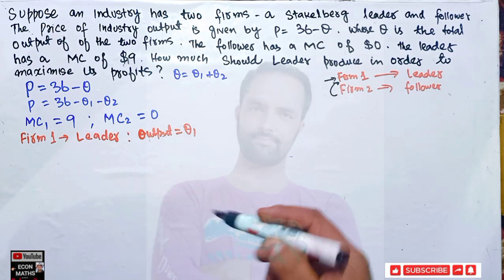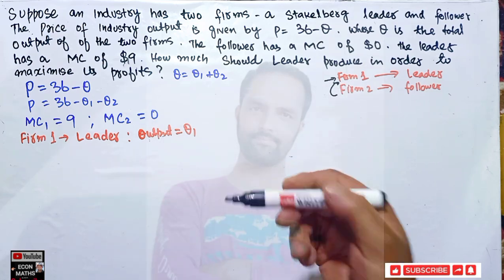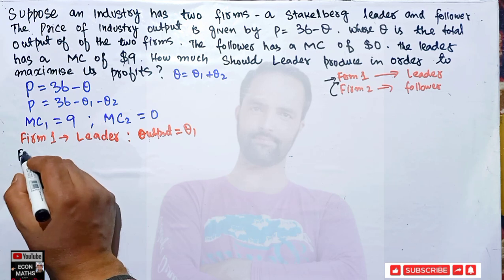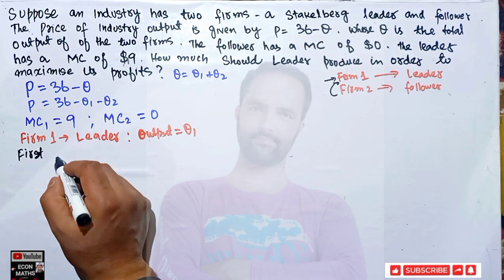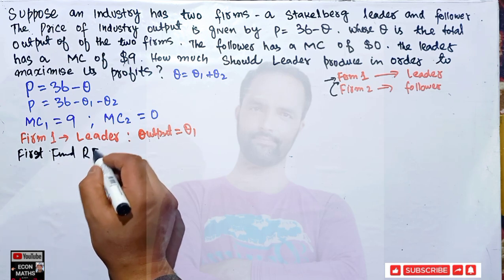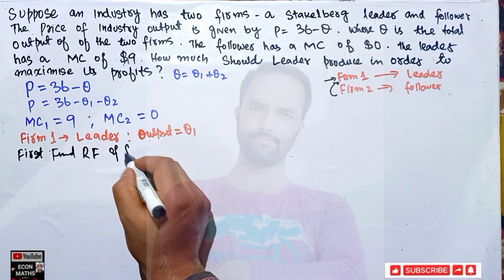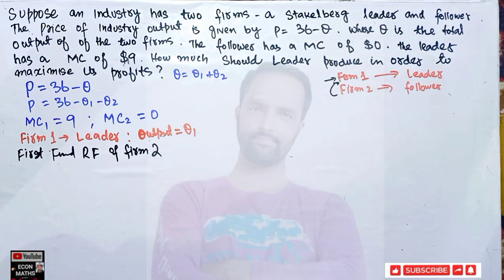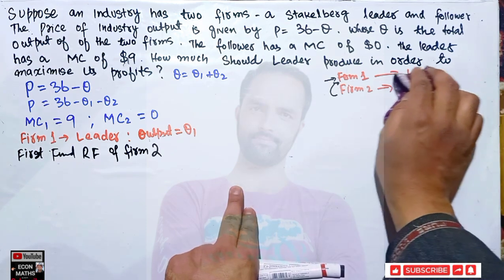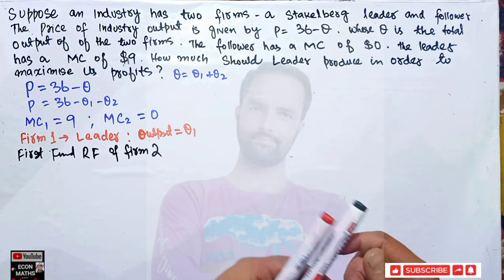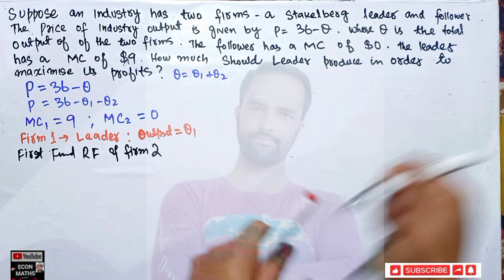Now how can we find the output produced by firm 1? For that, we first need to find the reaction function of firm 2. I have explained in detail in the Cournot duopoly model how to find the reaction curve, but I will also try to recapitulate it here. How do we find the reaction function?